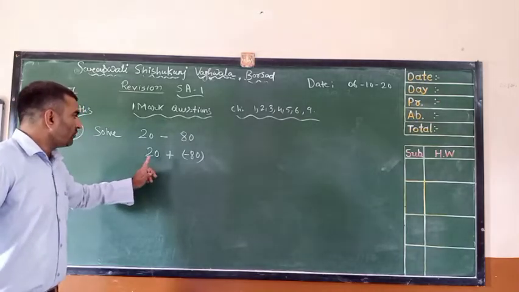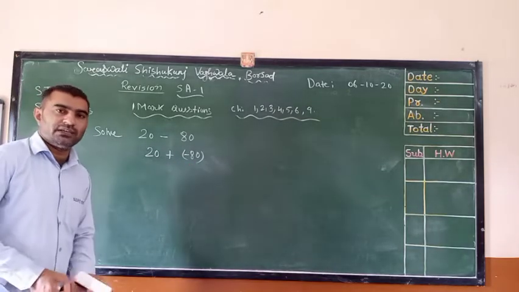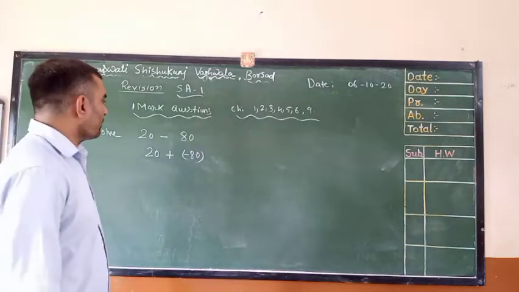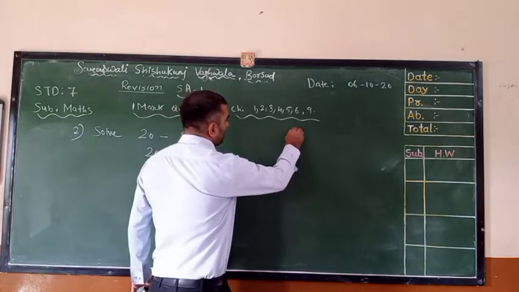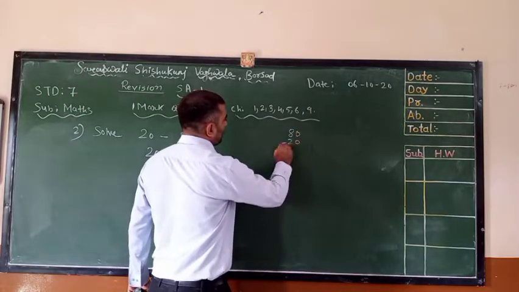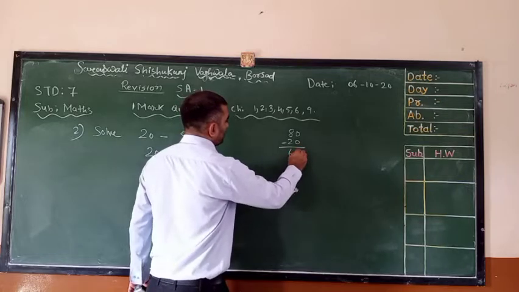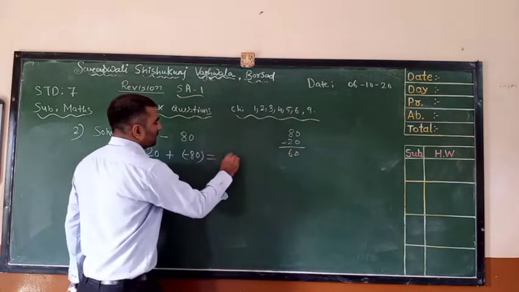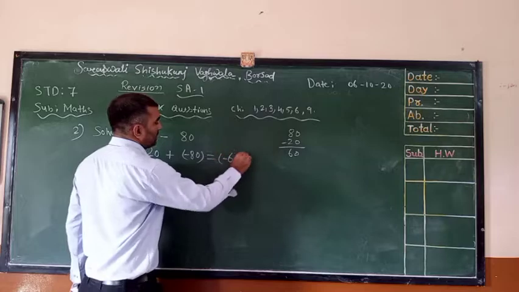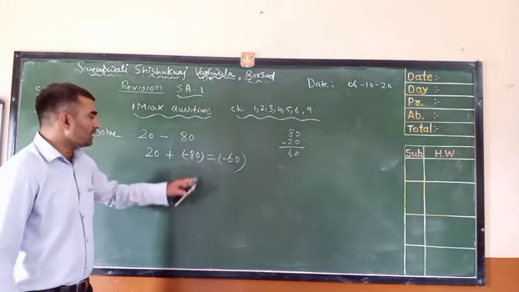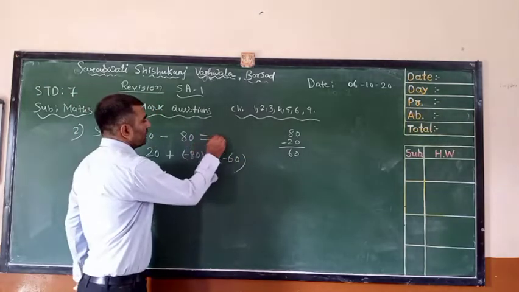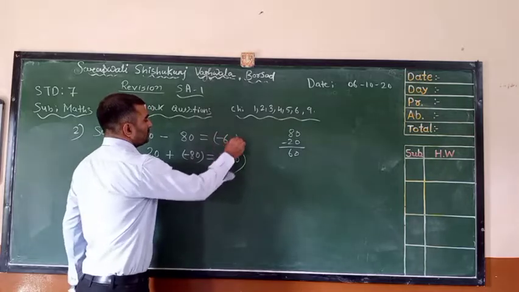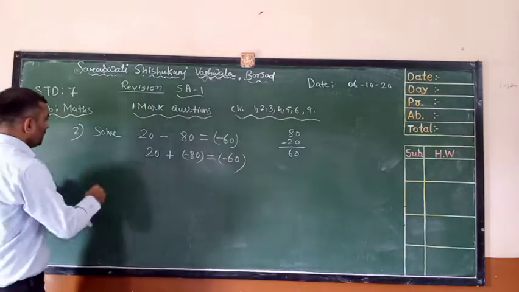Now over here, one integer is positive and one integer is negative. So we will subtract from the bigger number and keep the bigger number's sign. That is 80 minus 20. We got 60, and 60 will be negative because 80 is bigger. Right? So the answer will be minus 60.